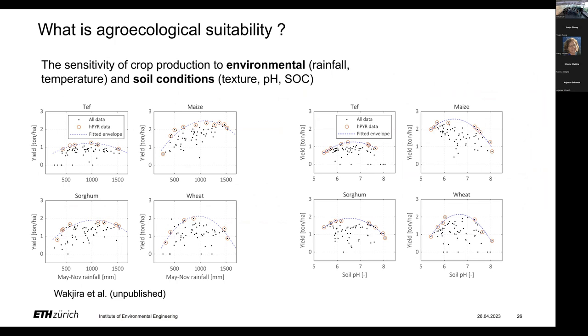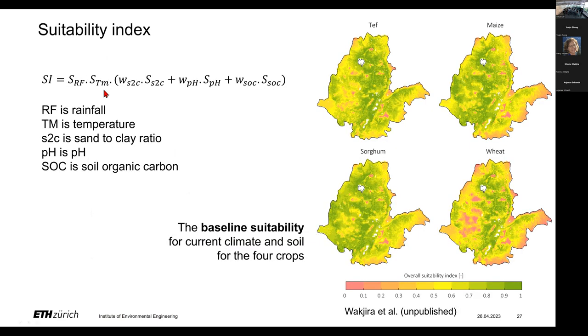And then you can ask yourself, well, what is the suitability if I combine all of these together? You may have a suitability given by the rainfall, by the temperature of a certain place, and then by the soil properties, pH, soil organic carbon, and soil texture, sand to clay ratio. And you can compute this suitability from the global data sets.